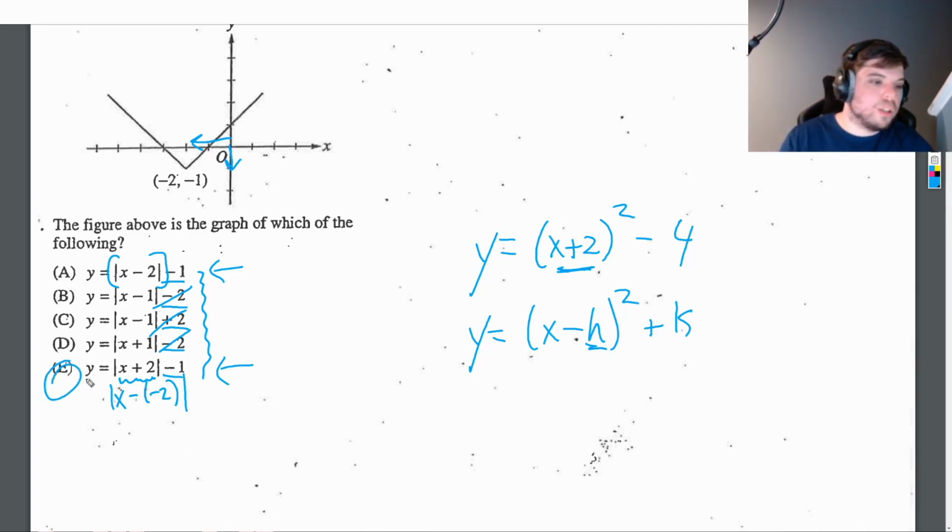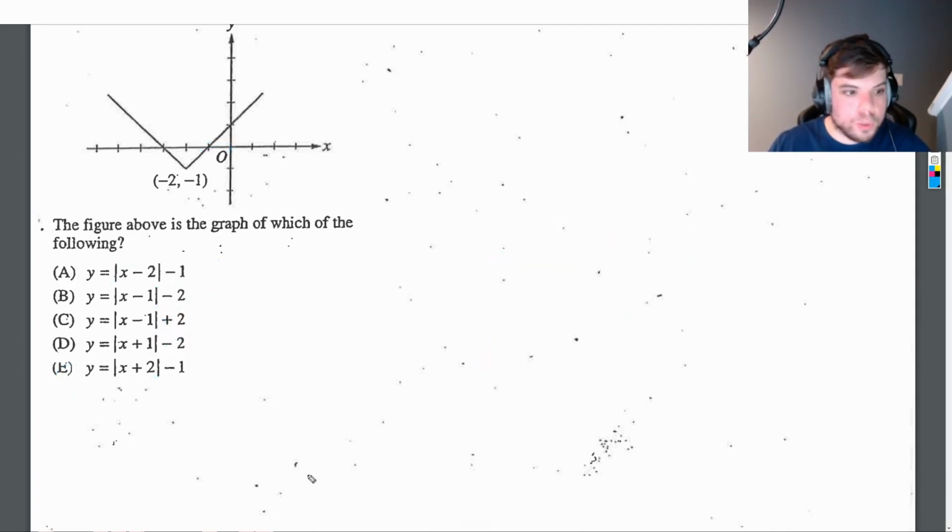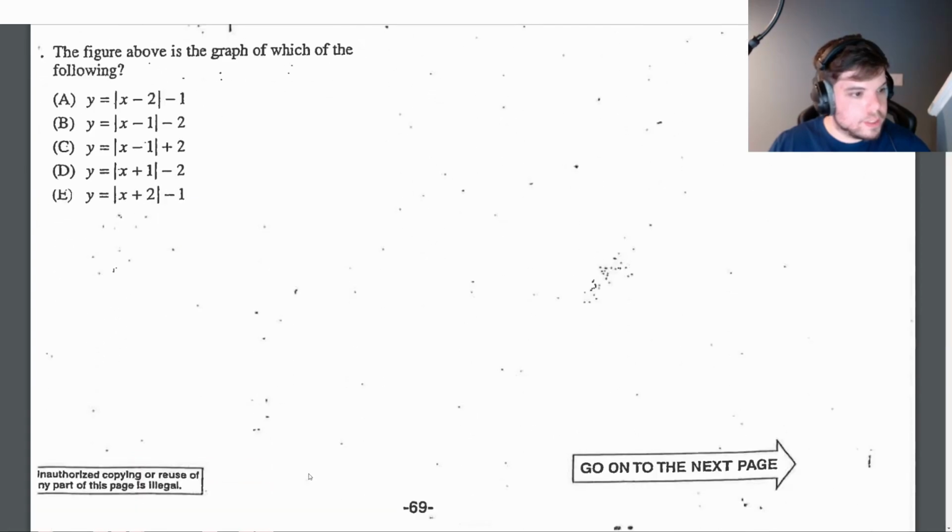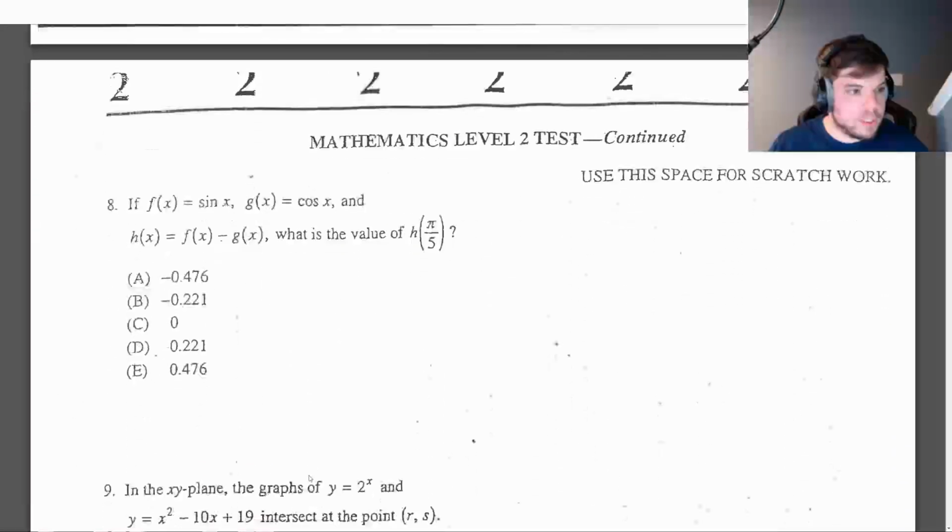It's a long-winded way, but you could look at this and know the answer immediately, as long as you're aware of how the general formulas for these functions work, which you should be. Okay, so 7 was E, now we're on 8.